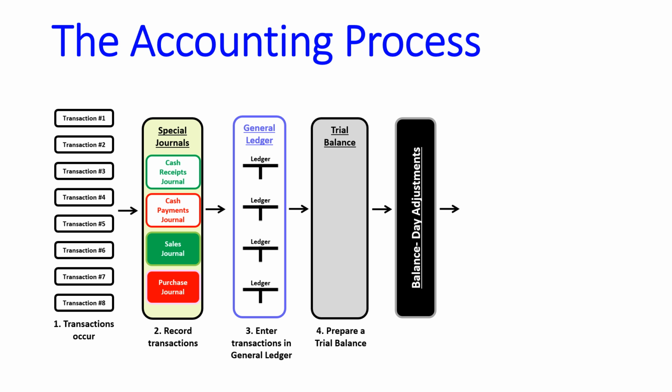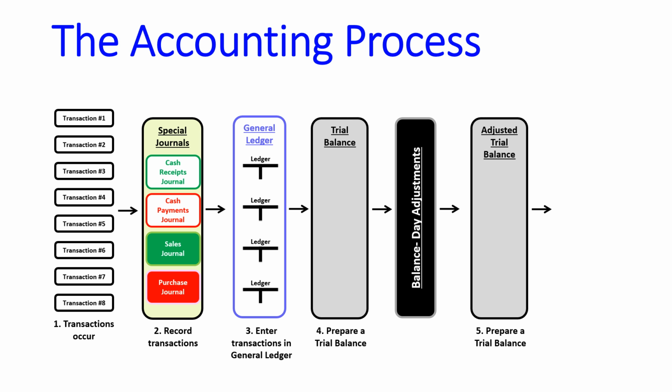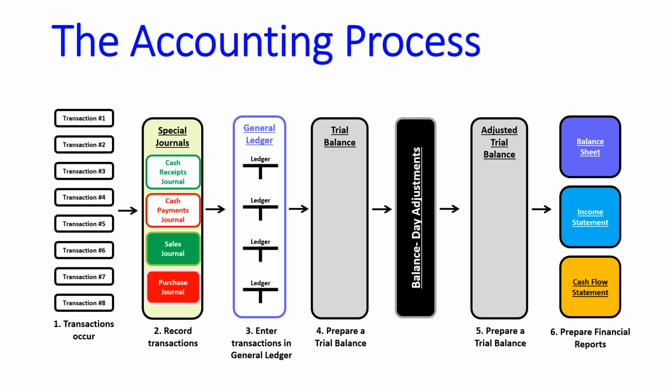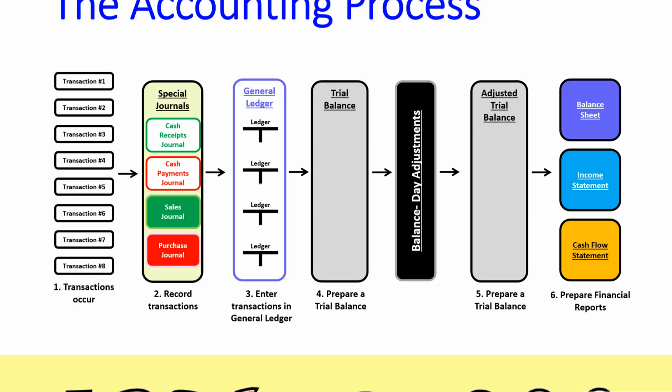Those could be things like prepaid expenses, accrued revenues, depreciation, and so on. Then we do what's called an adjusted trial balance. Once we've done that, we produce the three reports: a balance sheet, an income statement, and a cash flow statement, and that summarizes the whole year. I guess there is a seventh step, and that would be to analyze the data and make decisions from it, and we did that when we looked at financial ratios and indicators.